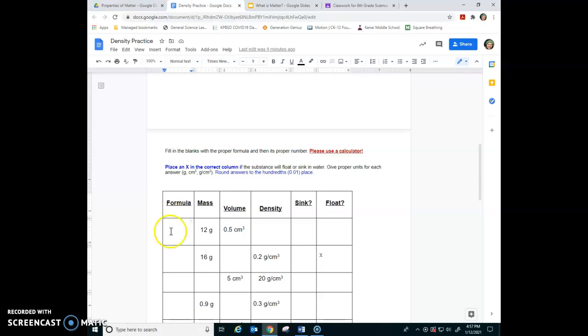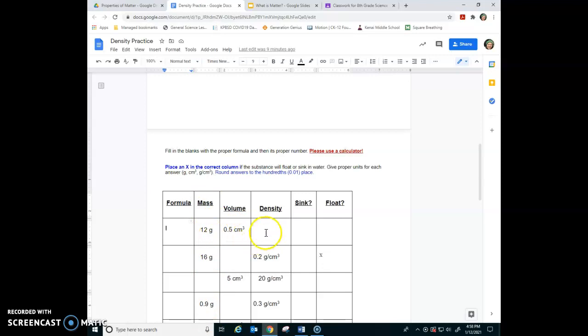Remember, I'm not going to type in here because that will ruin it a little bit for you guys. You'll calculate your density, so 12 divided by 0.5, I punch that into my calculator, it's going to come out to 24 grams per cubic centimeter. So everything in this column is going to have this same label. Everything in this column of volume is going to have this same label. Everything in the mass column is going to have the same label of grams.